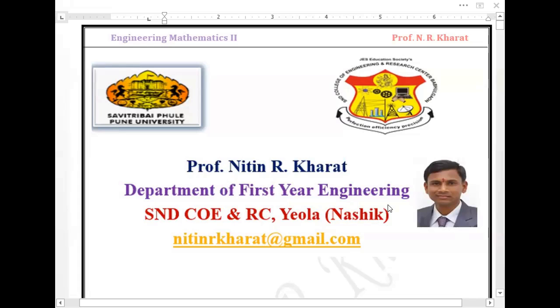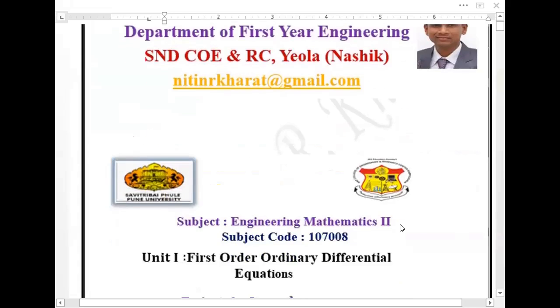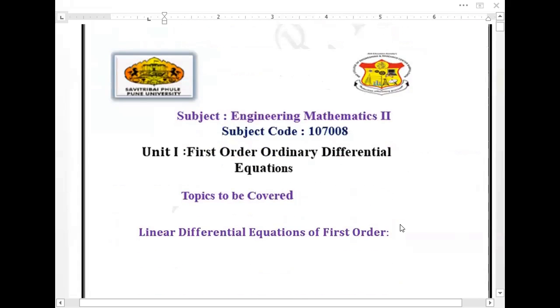Today we will see the next topic of linear differential equations. Today we will just cover the topic linear differential equation of first order. Before we start today's topic, we should know what is meant by a differential equation, and how to find its degree and its order.